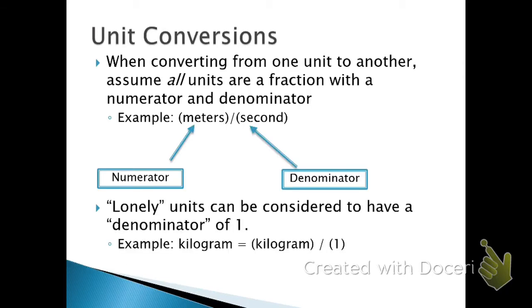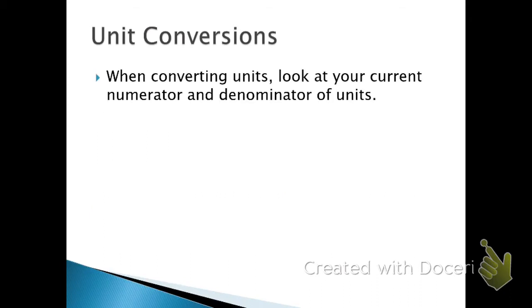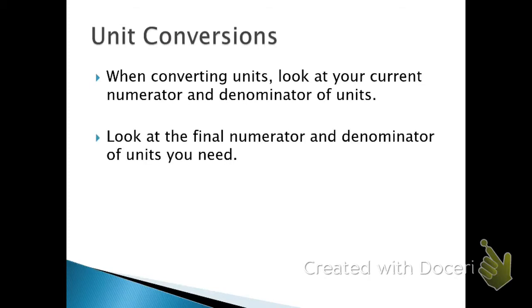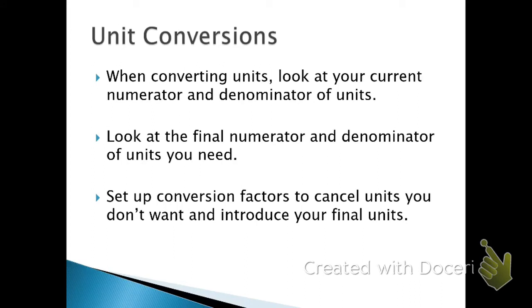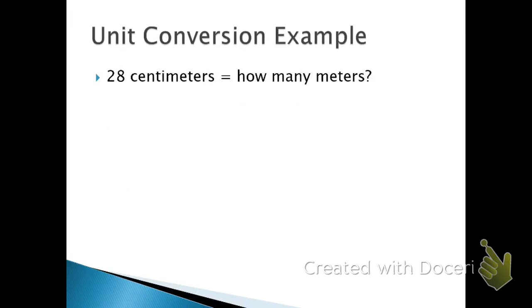Now, lonely units, like a kilogram, just like 2 equals 2 over 1, a kilogram equals kilogram over 1, just to kind of help you with these unit conversions. From there, once you've got them set up all as fractions, look at where you're starting, what units you have to begin with, look at the final units, where you want to go, and then set up your conversion factors. Here's what I mean by that. Let's say you've got 28 centimeters equals how many meters?